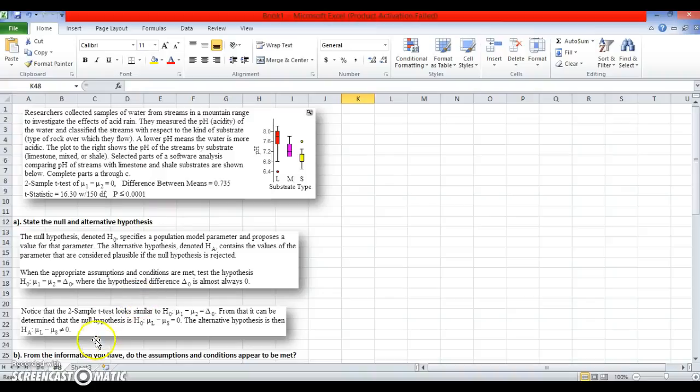So we reject this null hypothesis, that the difference between the means equals 0. It's not the case. You can tell graphically, and you can tell quantitatively. This is just a good breakdown in theory.